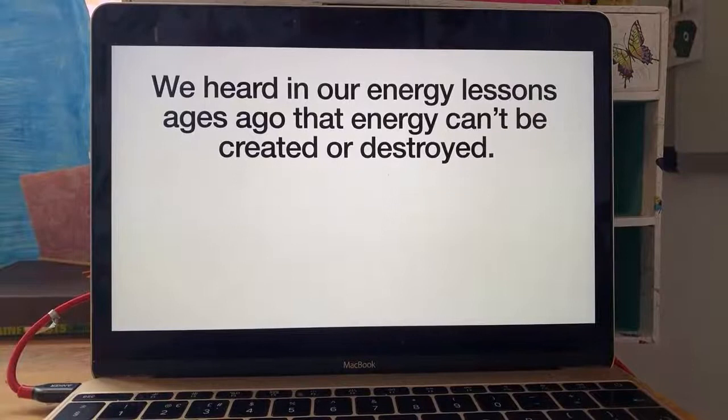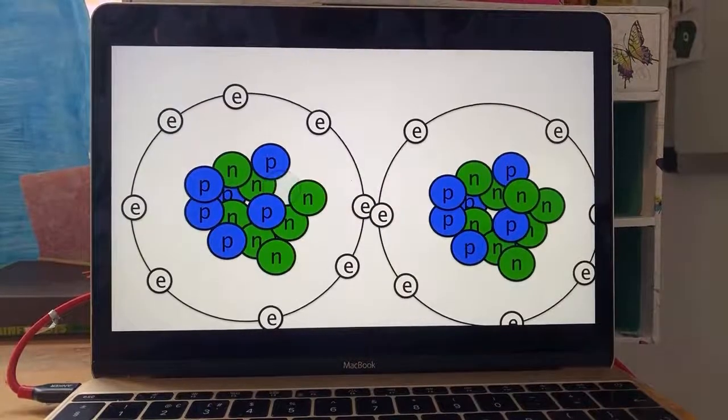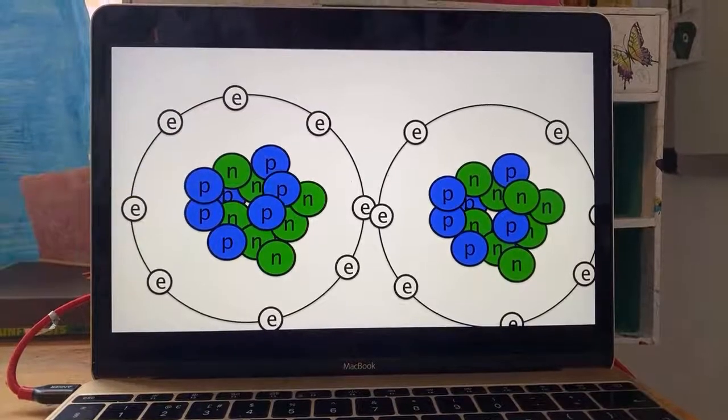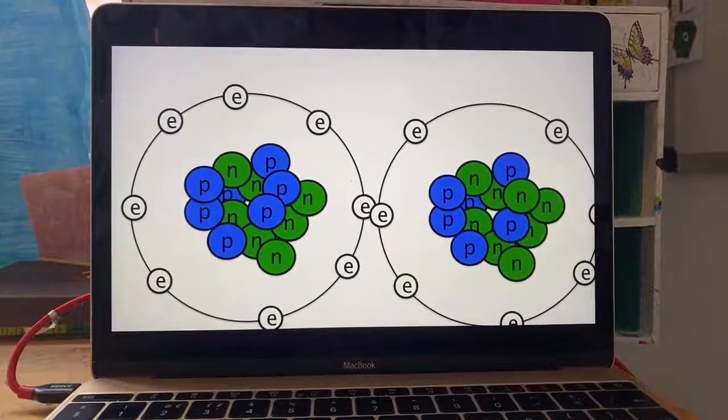So some of you might be thinking that doesn't seem right, and it's not really right. We heard in our energy lessons ages ago that energy can't be created or destroyed. Charge behaves in a similar way. Charge has got to be conserved. In physics, it's just a basic law of physics that negativity and positivity can't just pop out of nowhere. It has to be what we call conserved. So what actually happens is a neutron turns into a proton, so we've got an extra positive charge. How does that fit with the laws of physics?